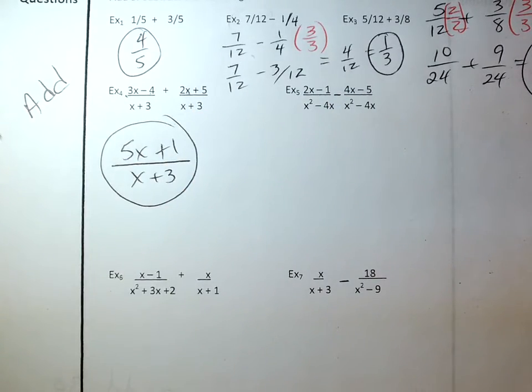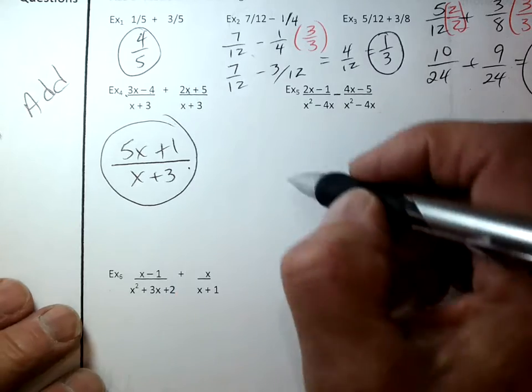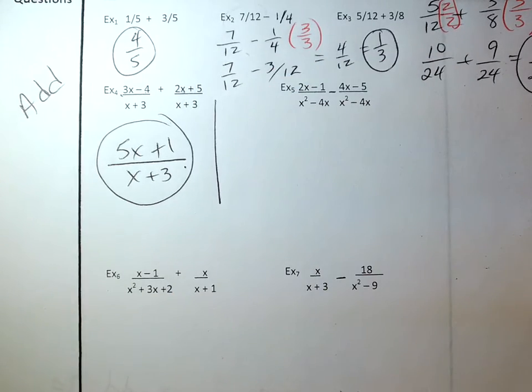If we can reduce, we will. Reducing takes factoring and canceling. We cannot reduce this one. All right, let's check out number 5. We might be able to reduce some of these.